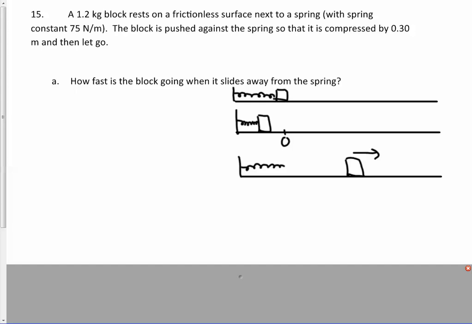But the spring is a conservative force, which means it lends itself very nicely to the energy approach. Because it's a conservative force, we can put the block and the spring together as a system, and this is an isolated system. Because the internal force is the spring, which is conservative, we actually have conservation of mechanical energy here.